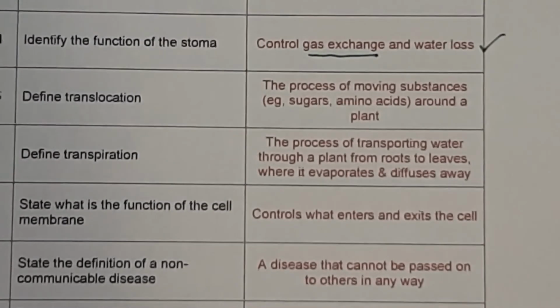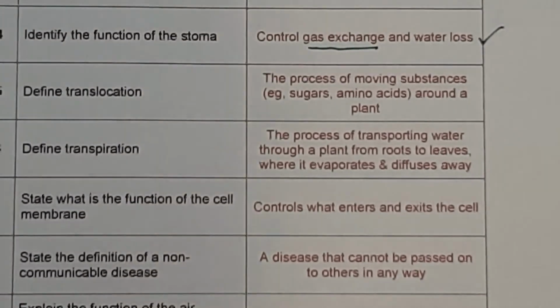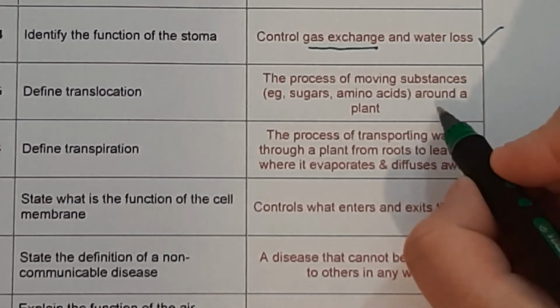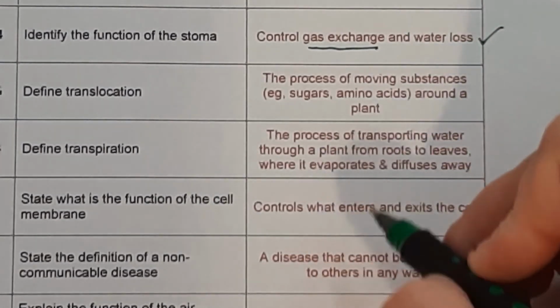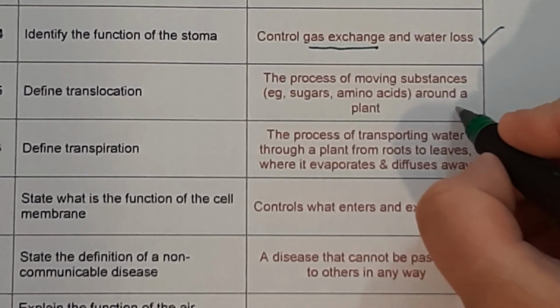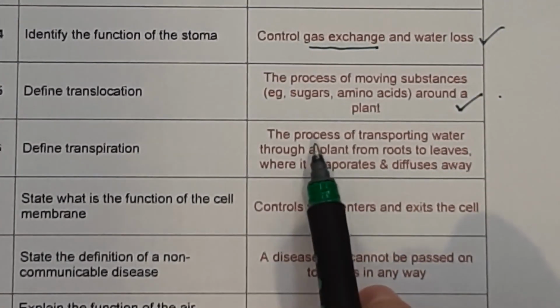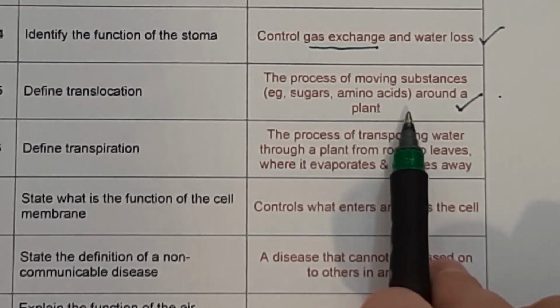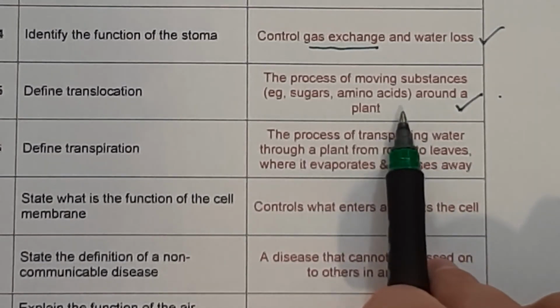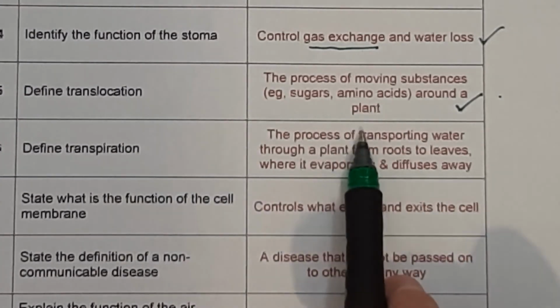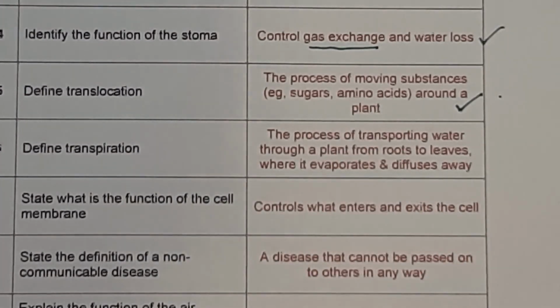Question 5, define translocation. So translocation is literally just moving things around the plant, or moving stuff like sugars, amino acids in a plant to a different part of it. Translocation can happen in other organisms as well as plants. Okay, so amino acids would be translocated around the human body, for instance, but it's still the idea of moving substances around an organism, such as a plant.